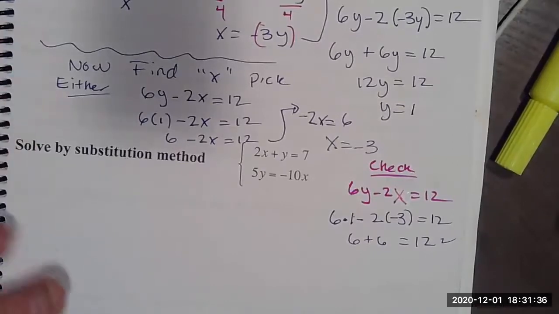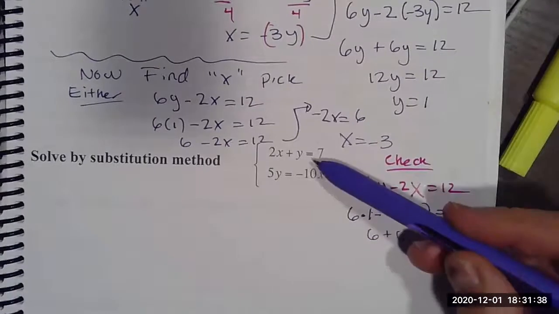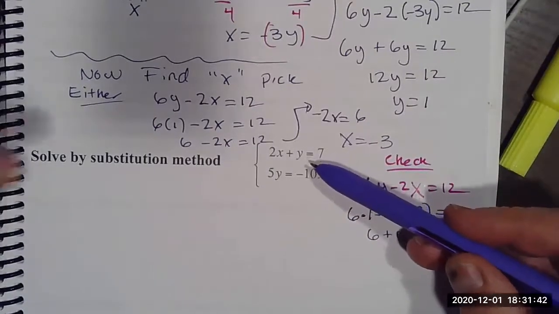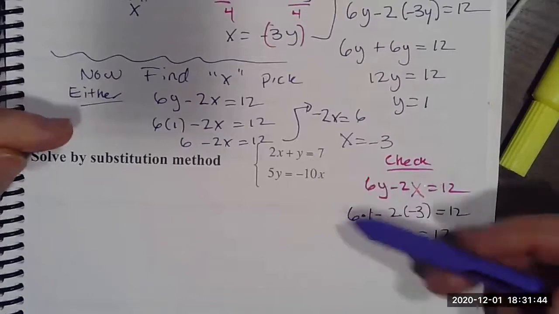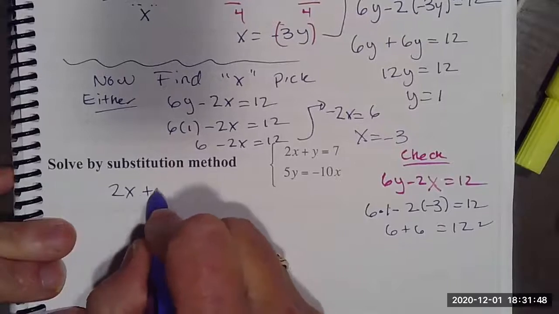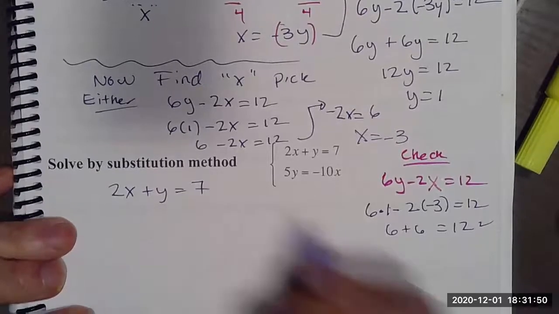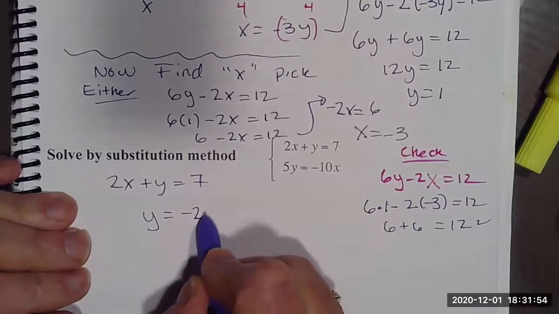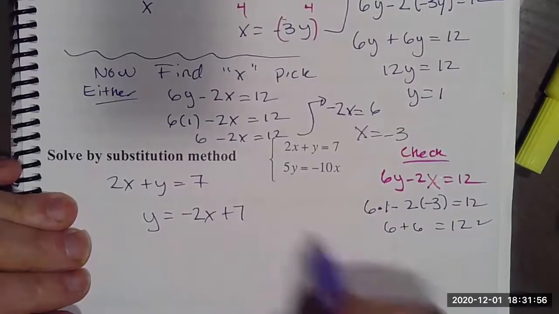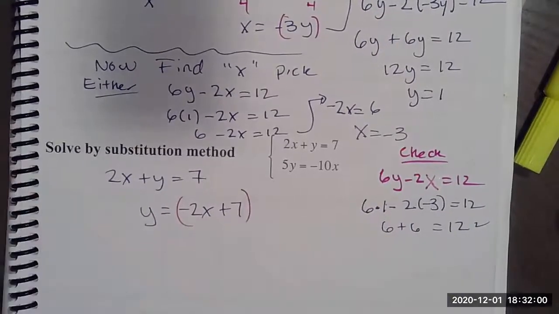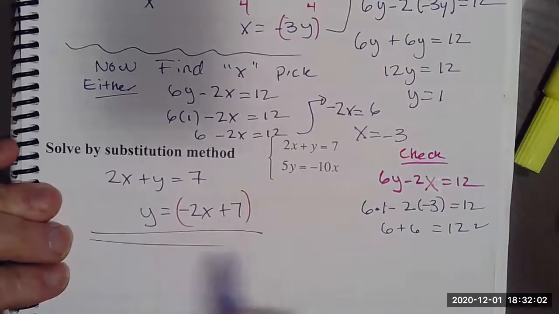Okay, so which one is easier here? I think I said the top one because y is just sitting there. So I'll pick 2x plus y equals 7. Solve for y. Parentheses. Substitute. Other.